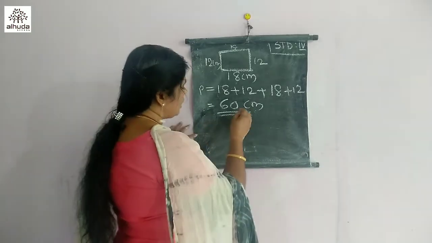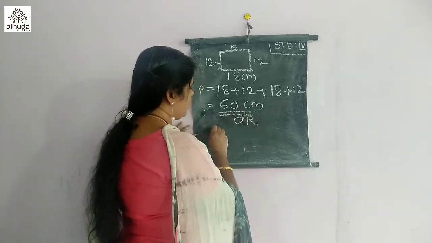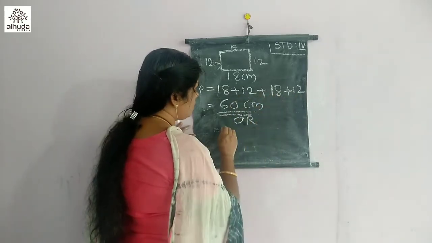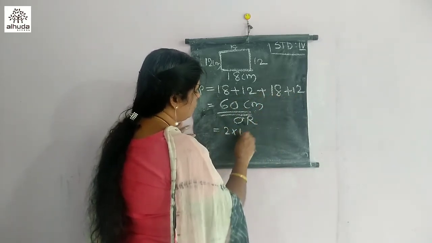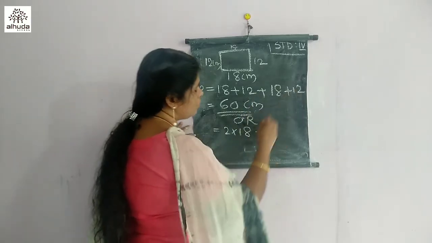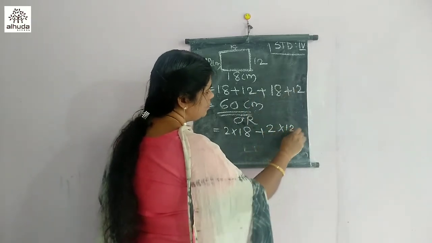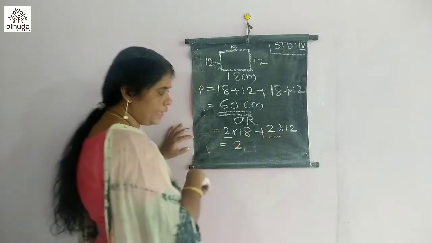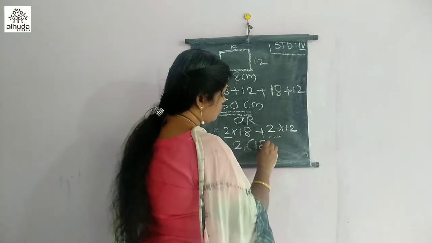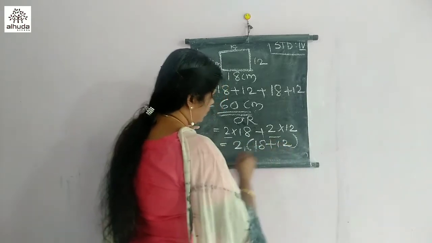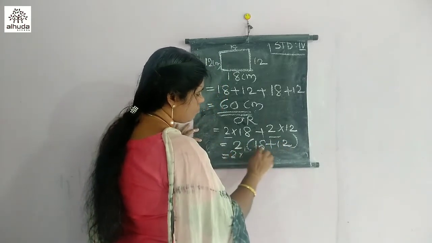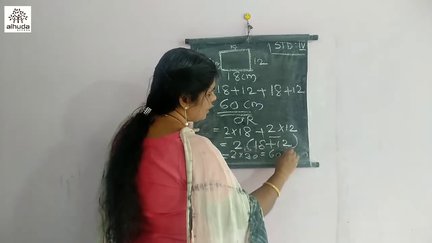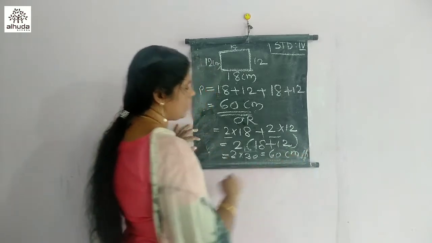Then otherwise, we can do it in another way. 18 plus 18, 12 plus 12. 18, 18 two times, that is 2 into 18. 12, 12 two times, that is 2 into 12. And we can take 2 common here. We can take 2 outside. Then 18 plus 12 will come. It is equal to 2 into (18 plus 12), 30. Then also we will get the same answer, 60 centimeter.